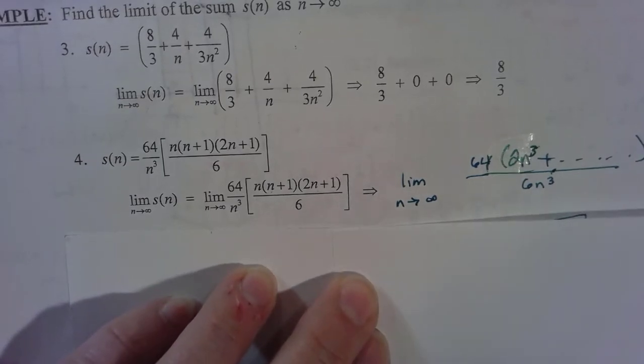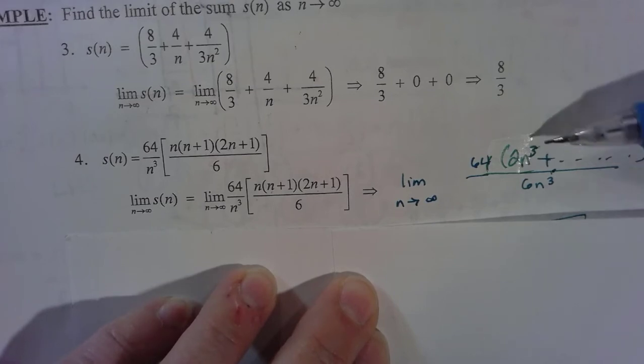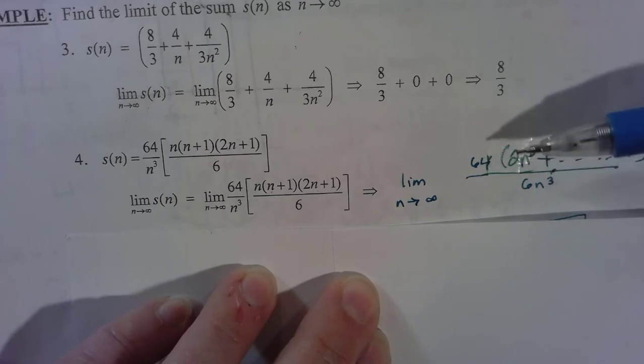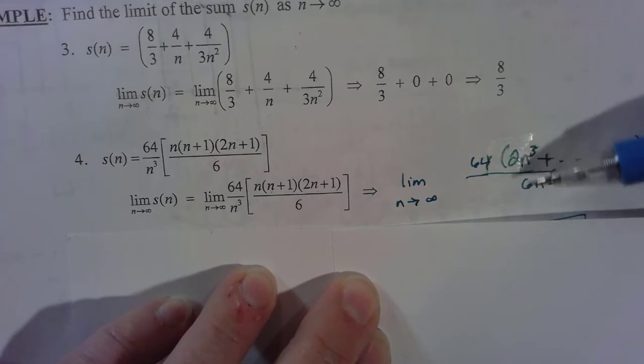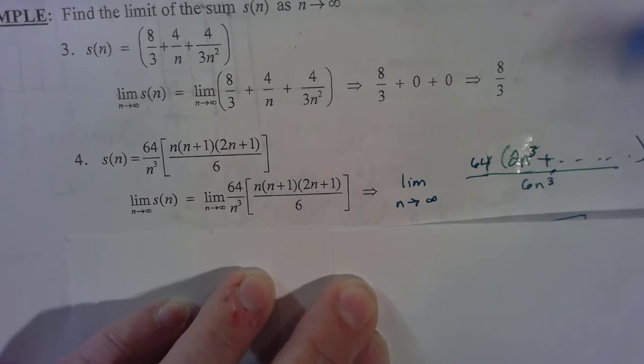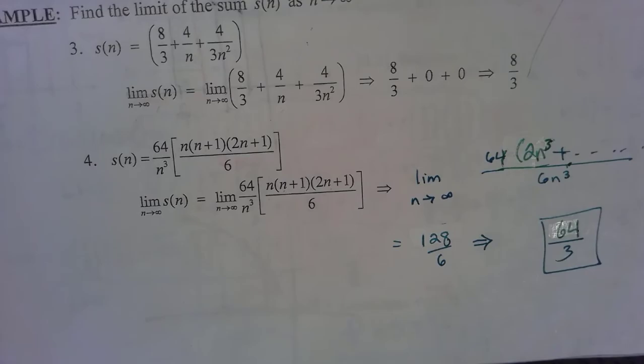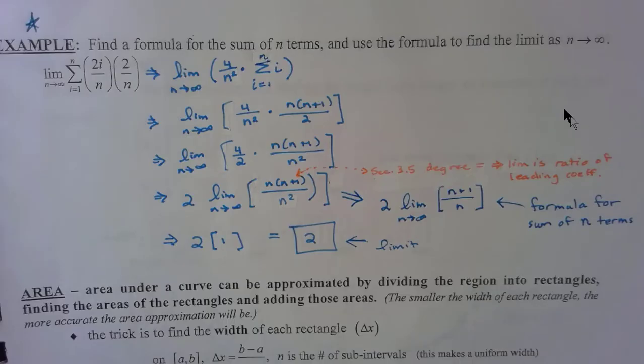Well, now let's think about this. We just learned about the limit as something goes to infinity, as n, in this case. The degree of the top and the bottom are the same, so it's going to be the ratio of the leading coefficients, which is going to be 64 times 2 over 6. Well, the 2 over 6 goes 3 times, so it's going to be 64 over 3. Pretty neat. I will leave this for you.